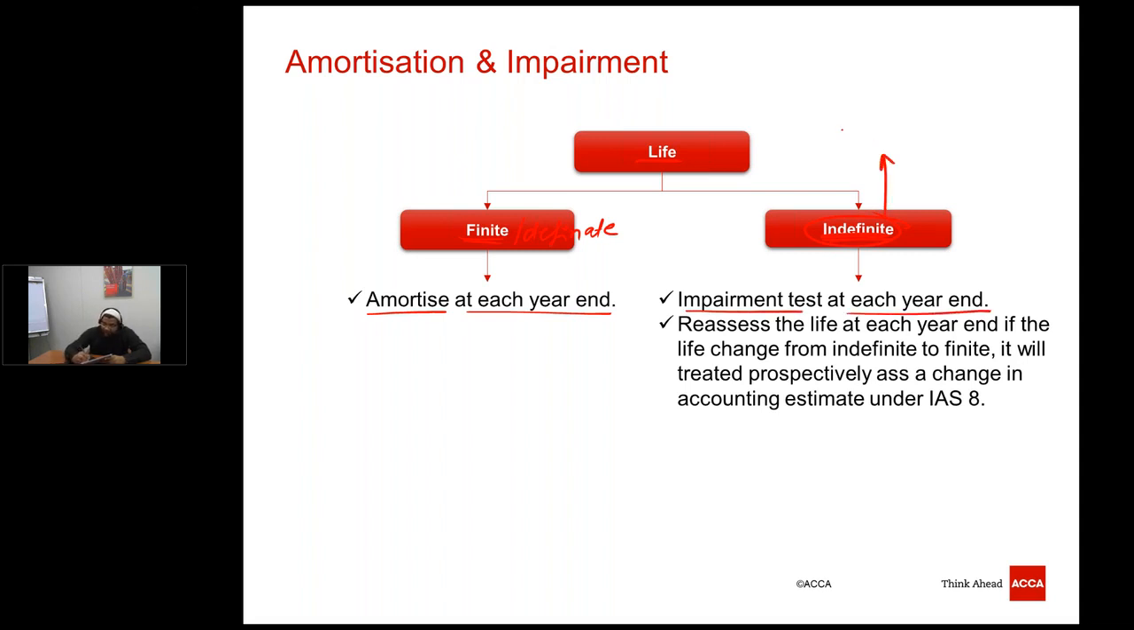What does the word indefinite mean? Undefined. Which means that the life is undefined, such as my and your life. We are not going to live forever. We are going to die someday, but when? We don't know. The life is limited, but we don't know. This means that the life is indefinite.